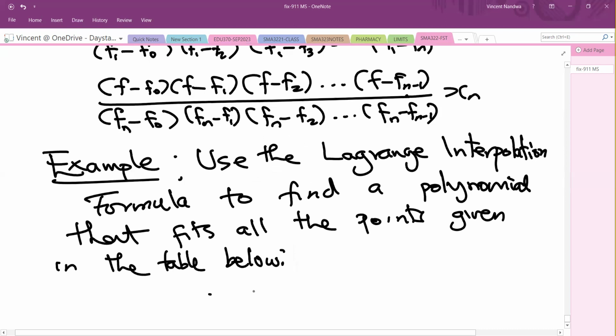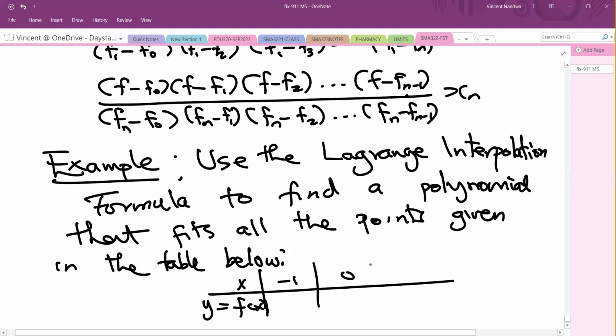So this is the table, x value, functional value. So x is -1, 0, 1, and 2. When x is -1, y is 0. When x is 0, y is -1. When x is 1, y is 0. When x is 2, y is 15.